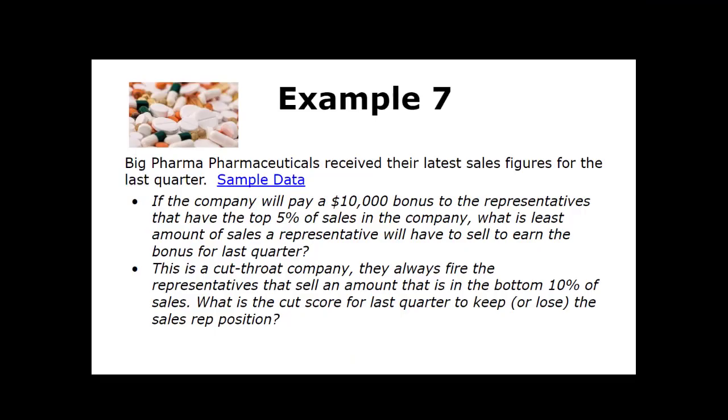Okay, so let's look at example 7. Example 7 says Big Pharma Pharmaceuticals received their latest sales figures for the last quarter. It has a sample data. And they want to know if the company will pay a $10,000 bonus to the representatives that have the top 5% of sales in the company. What is the least amount of sales a representative will have to sell to earn the bonus for the last quarter? The next question says, this is a cutthroat company. They always fire the representatives that sell an amount that is in the bottom 10% of sales. What is the cut score for the last quarter to keep or lose the sales rep position?